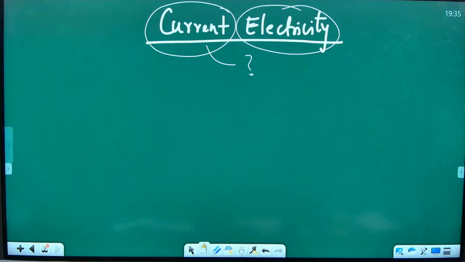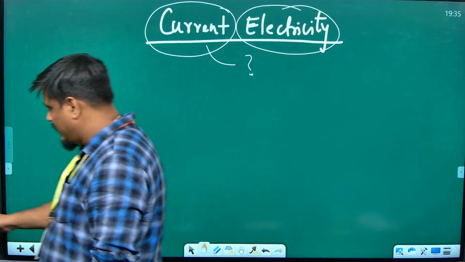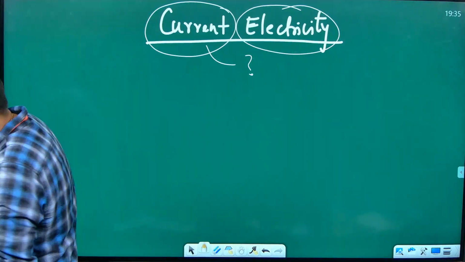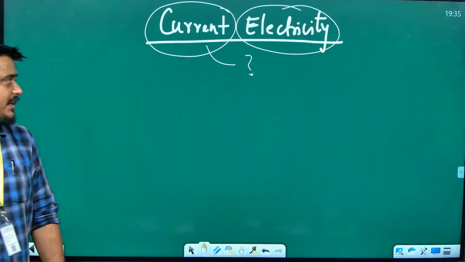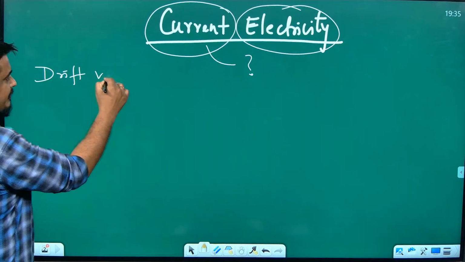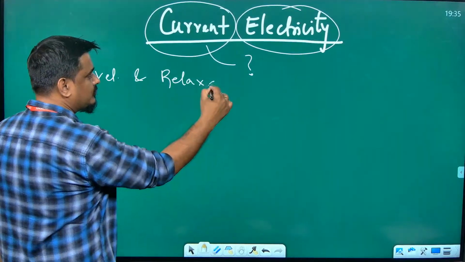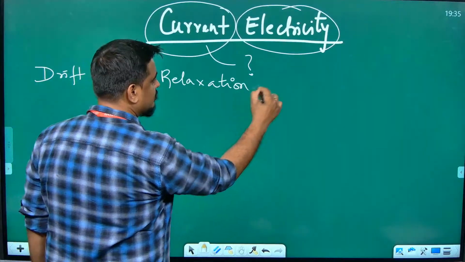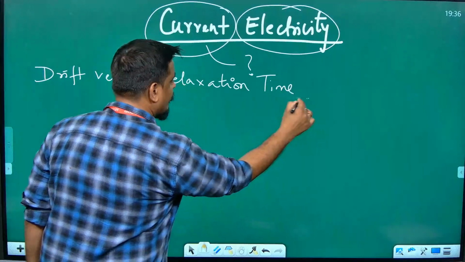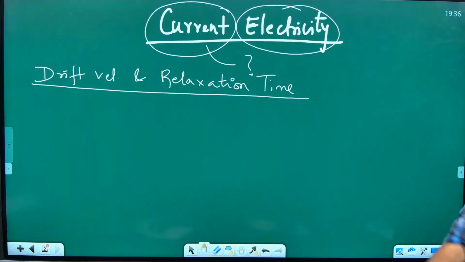Clear? So first, give the heading of today's class: drift velocity and relaxation time. The heading is drift velocity and relaxation time. Please be attentive. I will give time for writing.